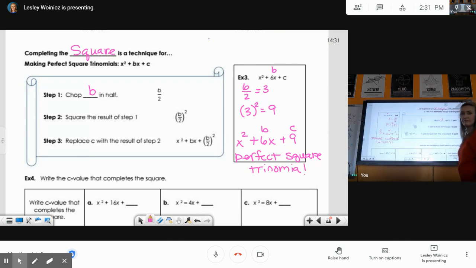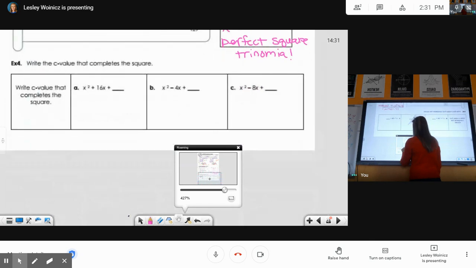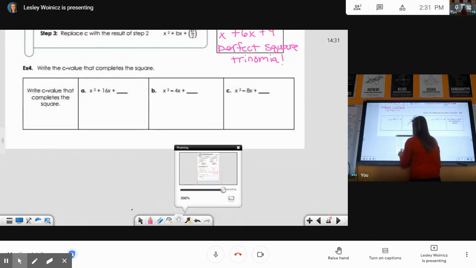Okay? It's as easy as that. So we're going to practice this 3 times, and then we're going to practice writing squared binomials, which is really easy.